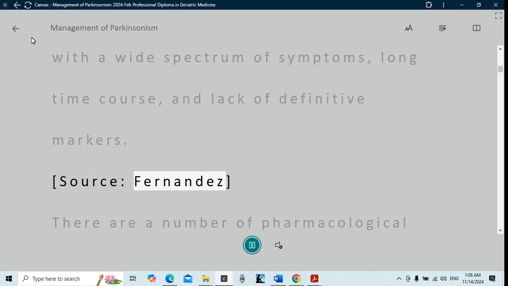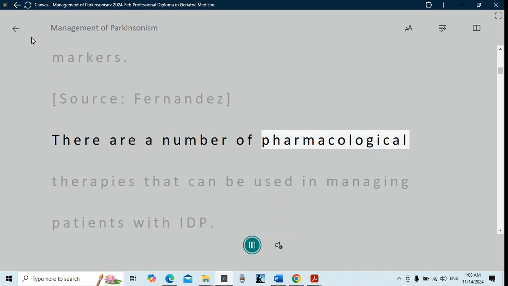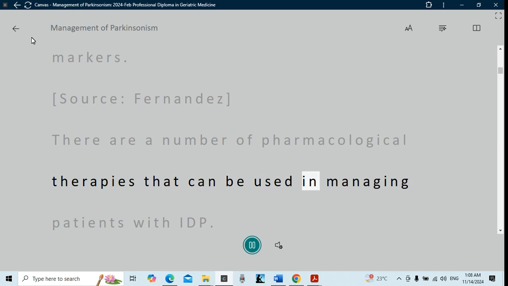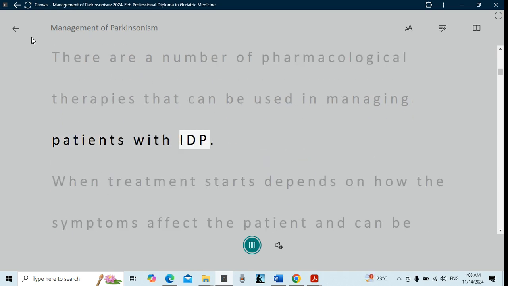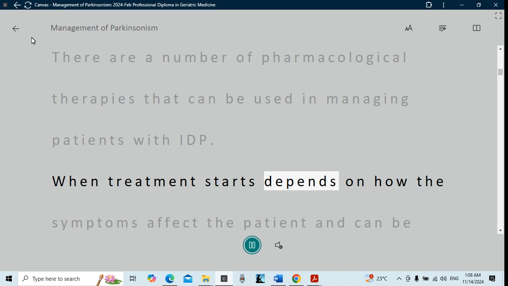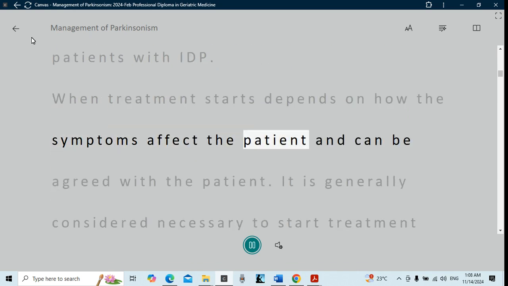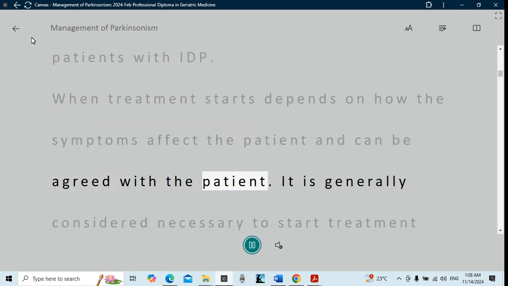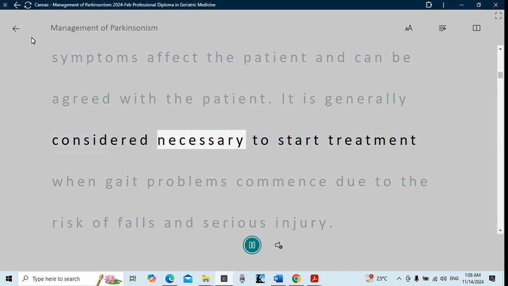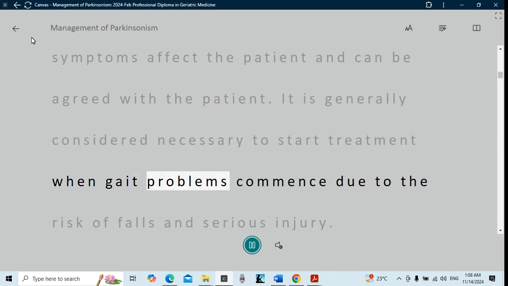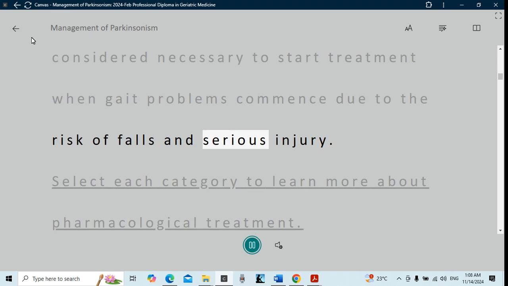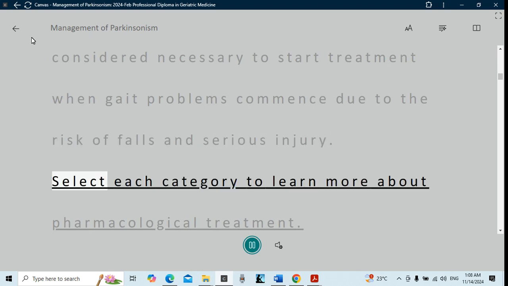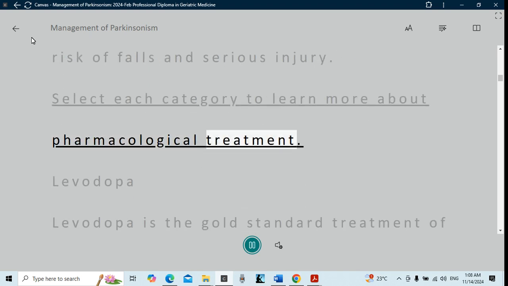Source: Fernandez. There are a number of pharmacological therapies that can be used in managing patients with IPD. When treatment starts depends on how the symptoms affect the patient and can be agreed with the patient. It is generally considered necessary to start treatment when gait problems commence due to the risk of falls and serious injury. Select each category to learn more about pharmacological treatment.